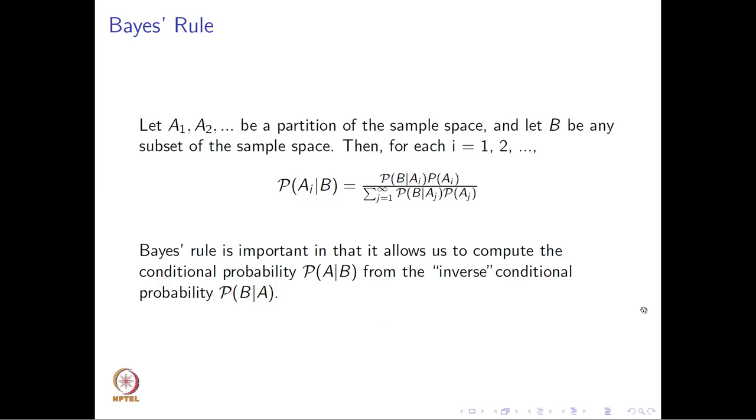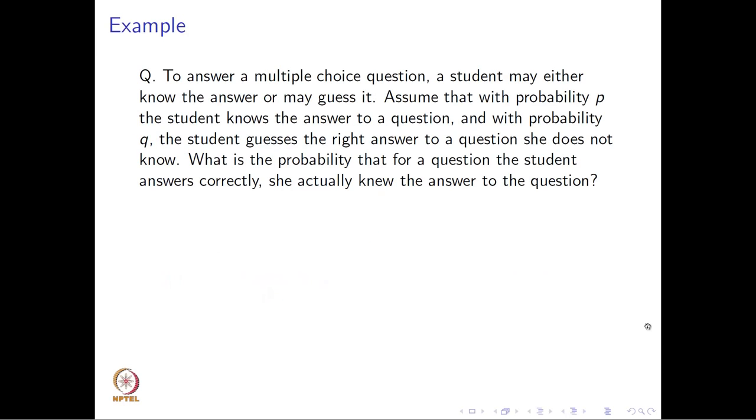Here we again present the Bayes rule in an expanded form, where A1, A2 and so on form a partition of the sample space. As mentioned, Bayes rule is important in that it allows us to compute the conditional probability of A given B from the inverse conditional probability of B given A. Let us look at a problem in which the Bayes rule is applicable.